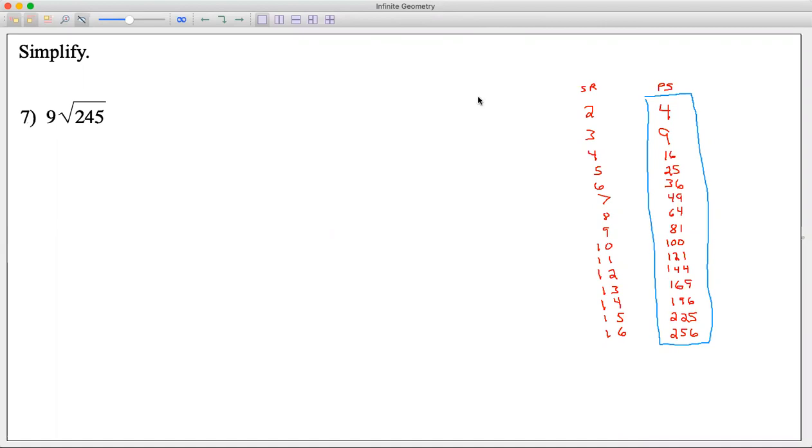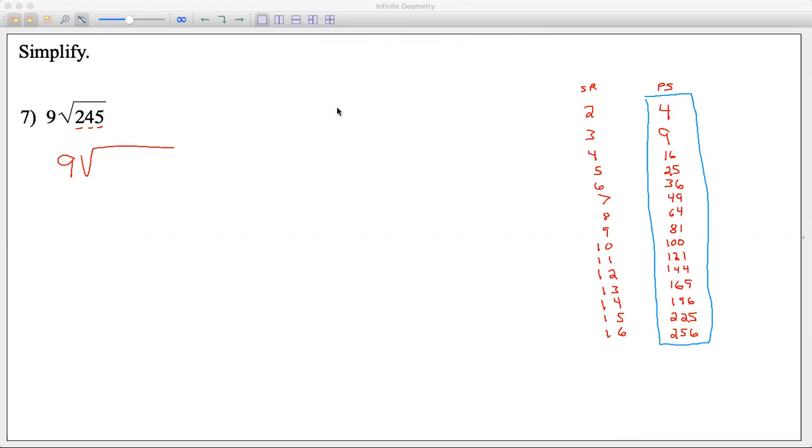Okay, let's see. 9 root 245. Trying to think out loud here. Nothing's coming into my mind. Let's see. 9 times, well, it's odd once again. 25 doesn't go into 45. Remember, the rule of 9 is you add up all the digits and see if 9 goes into it. 2 plus 4 is 6, plus 5 is 11. 9 doesn't go into it. 25 doesn't. Does 49?